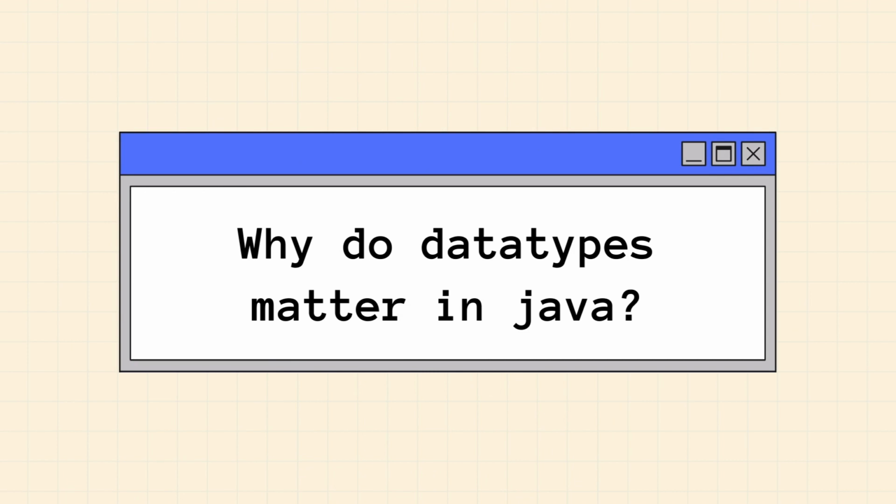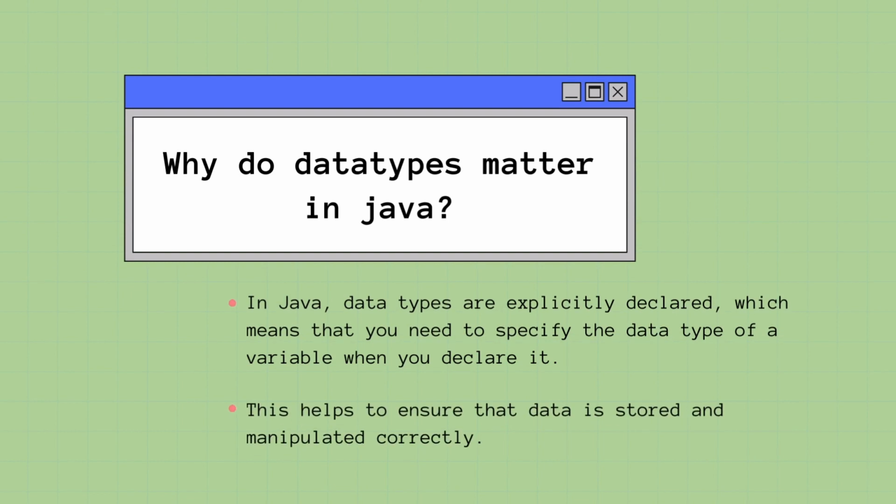Now that we know what the different data types in Java are, let's talk about their importance. In Java, data types are explicitly declared, which means that you need to specify the data type of a variable when you declare it. This helps ensure that data is stored and manipulated correctly.